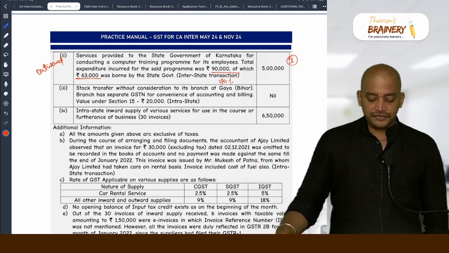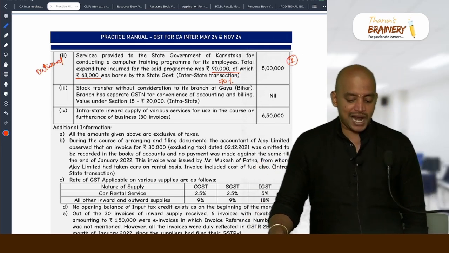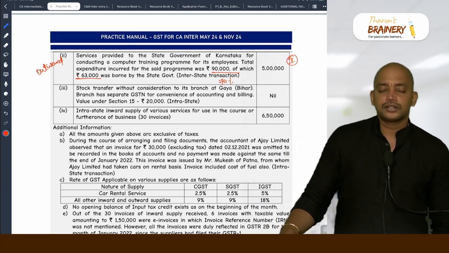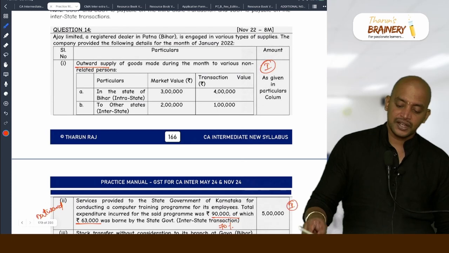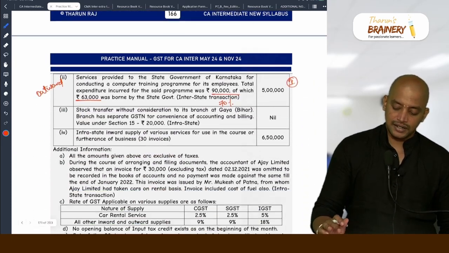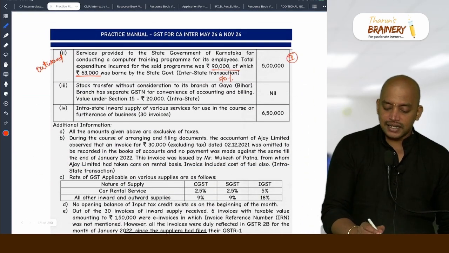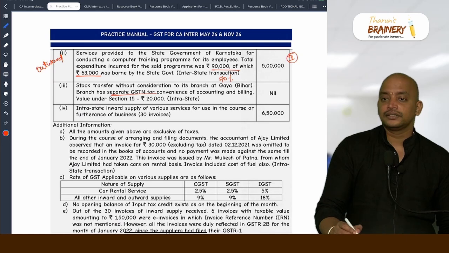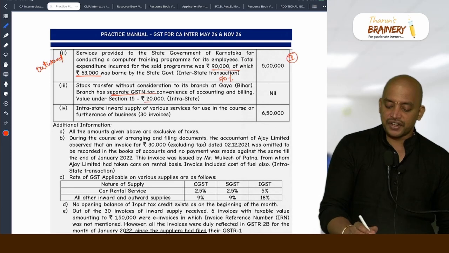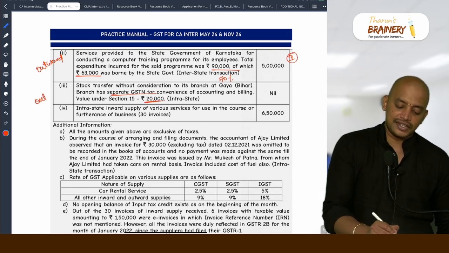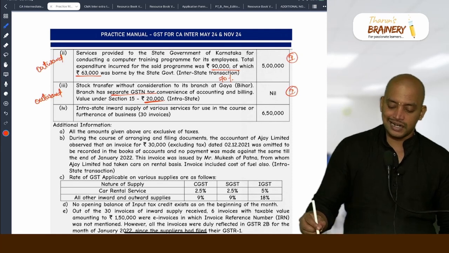Stock transfer without consideration to its branch at Gaya, Bihar. Stock transfer to its branch within the state or other state? Within the state, Bihar. Branch has separate GST network. So, distinct person, correct? Supply. And value under section 15 is 20,000. So, again it is outward and we need to take it under statement 1.